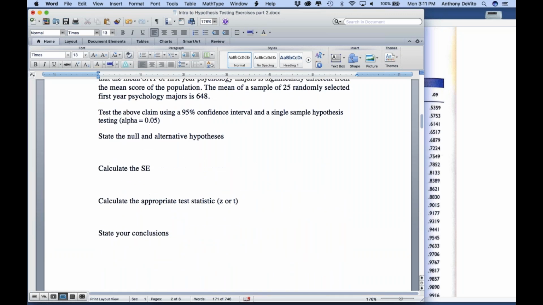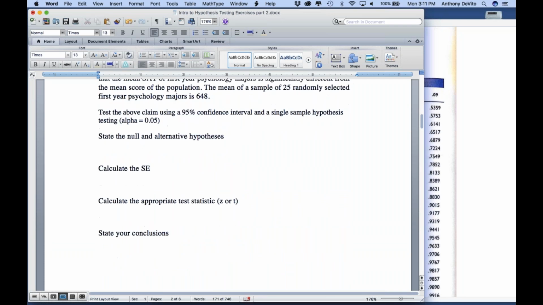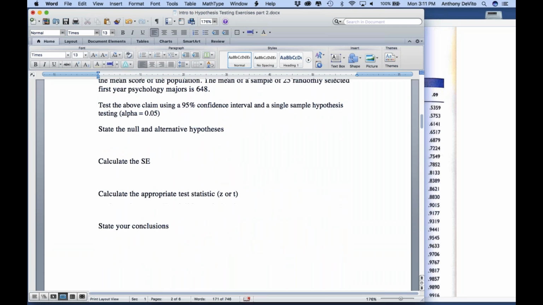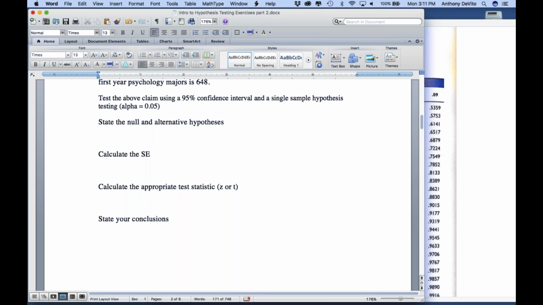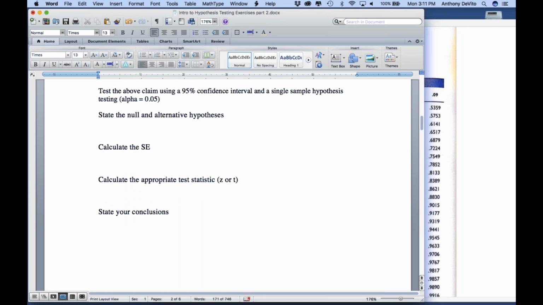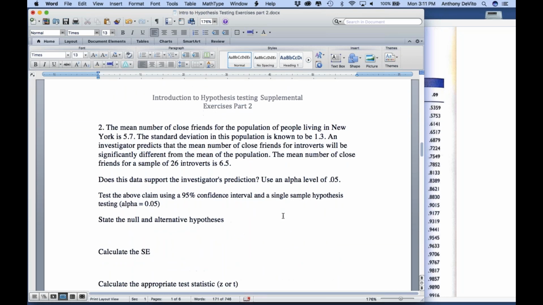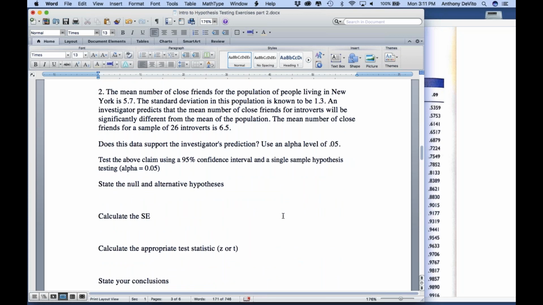When P is less than alpha, you reject the null hypothesis. If P is not less than alpha, then you fail to reject the null hypothesis. Okay, we're going to try another example right now.